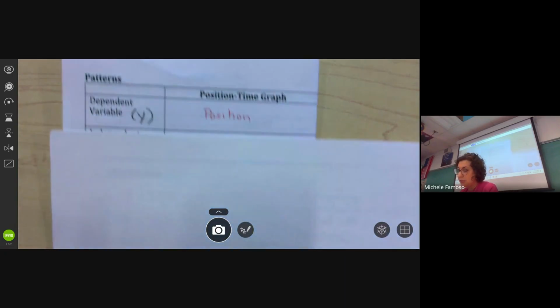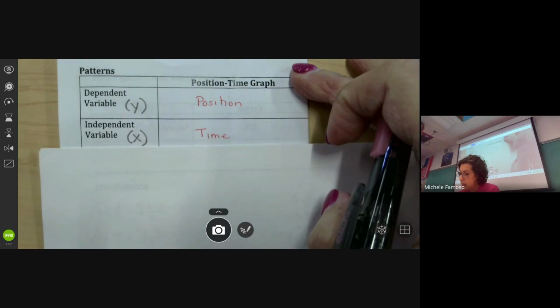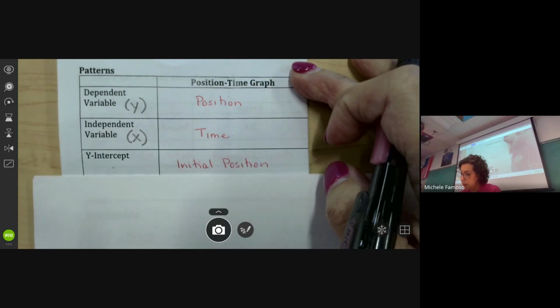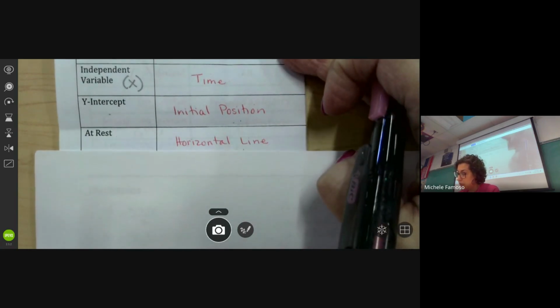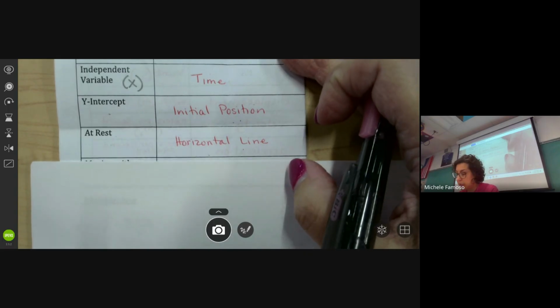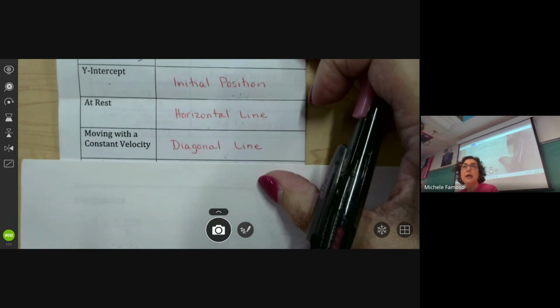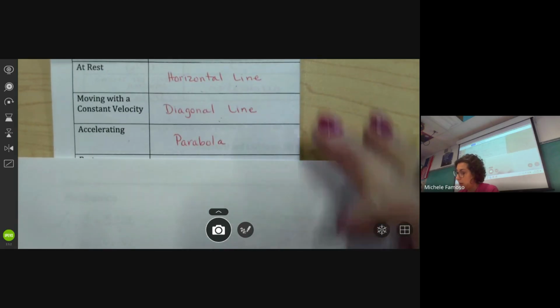Let's start with the position time graph column, one at a time. So if you're dealing with a position time graph, the dependent variable is position, the independent variable is time. The y-intercept will be the initial position of the object. If the object is at rest, the graph looks like a horizontal line. If you are moving with a constant velocity, then you should expect to see a diagonal line on this graph. If you are accelerating, you should be looking for a parabola.